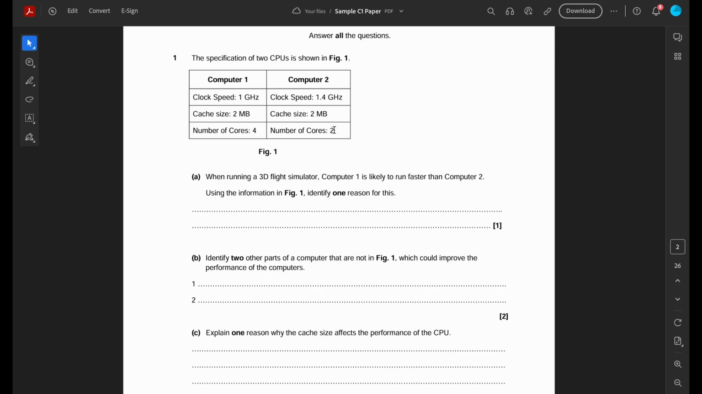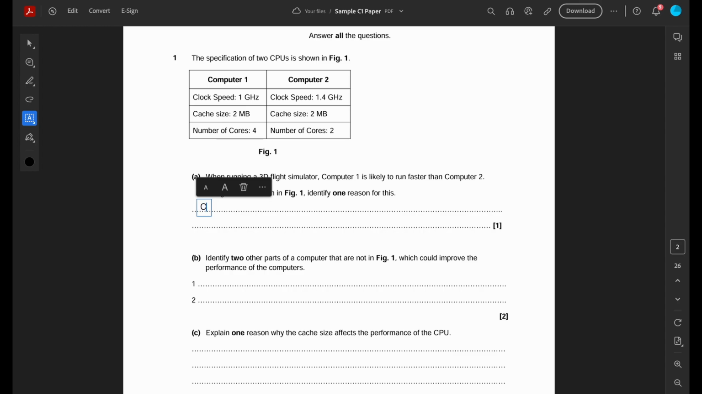So let's go and read the question again though. When running a 3D flight simulator, computer 1 is likely to run faster than computer 2. So they're actually saying computer 1 is faster. And when you first look at it, clock speed's actually smaller. That doesn't really make sense. So let's go and have a go at putting an answer into this.